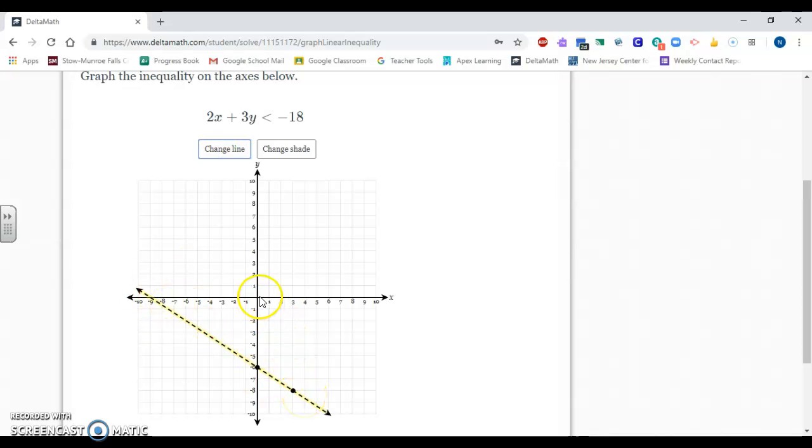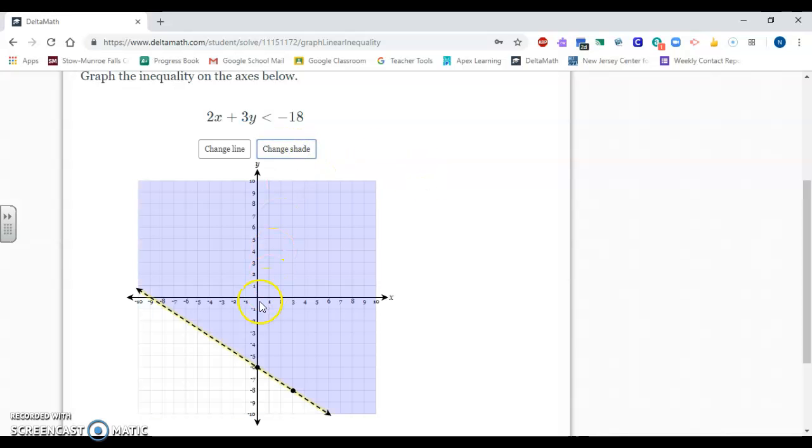I pick 0, 0 as my test point. Plug in 0 for both x and y. This one's nice in this setup. It just says 0 is less than -18. Is 0 less than -18? No. So you change the shading wherever it is.